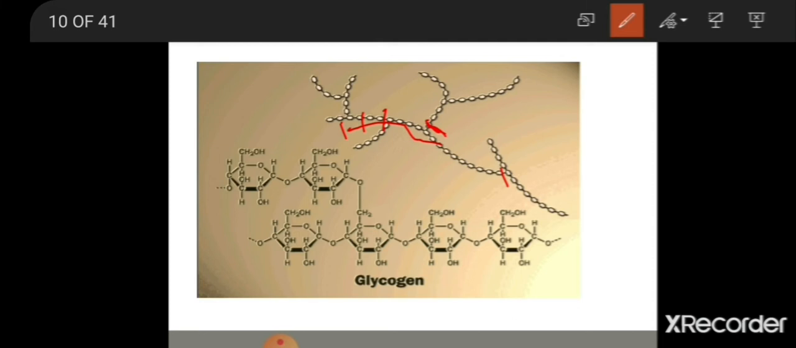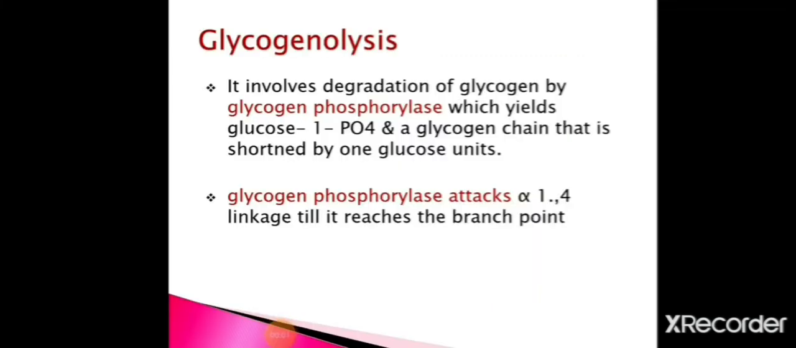Then to this newly created branch, further glucose units are added in alpha 1,4 linkage. So at the branch point, you have alpha 1,6 linkage and at the straight chain, you have alpha 1,4 linkage. Next is glycogenolysis. Glycogenolysis means breaking down of glycogen.